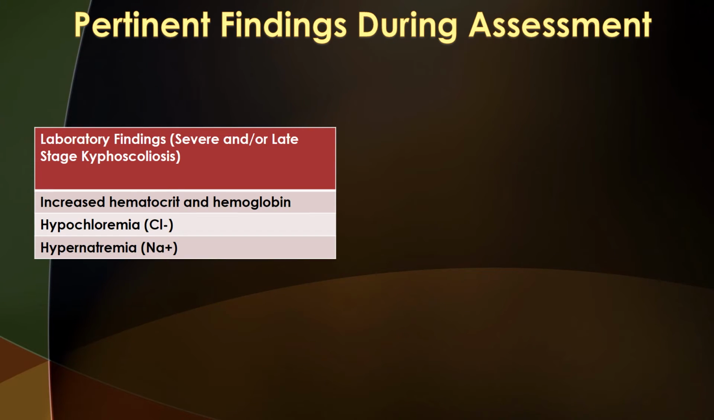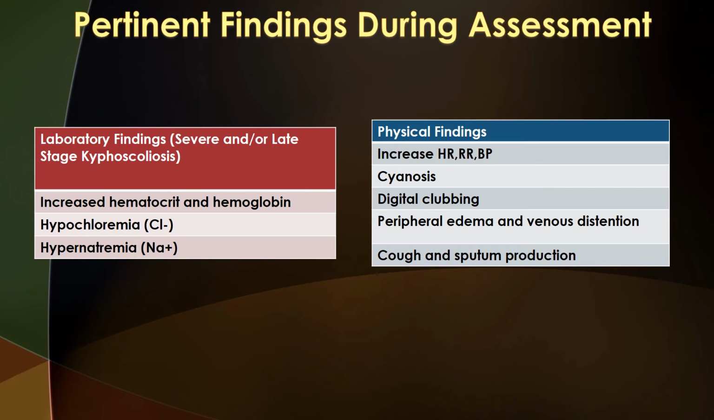Laboratory findings: severe and or late stage kyphoscoliosis, increased hematocrit and hemoglobin, hypochloremia, hypernatremia. Physical findings: you will find increased heart rate, respiratory rate, blood pressure, cyanosis, digital clubbing, peripheral edema and venous distension, as well as cough and sputum production.